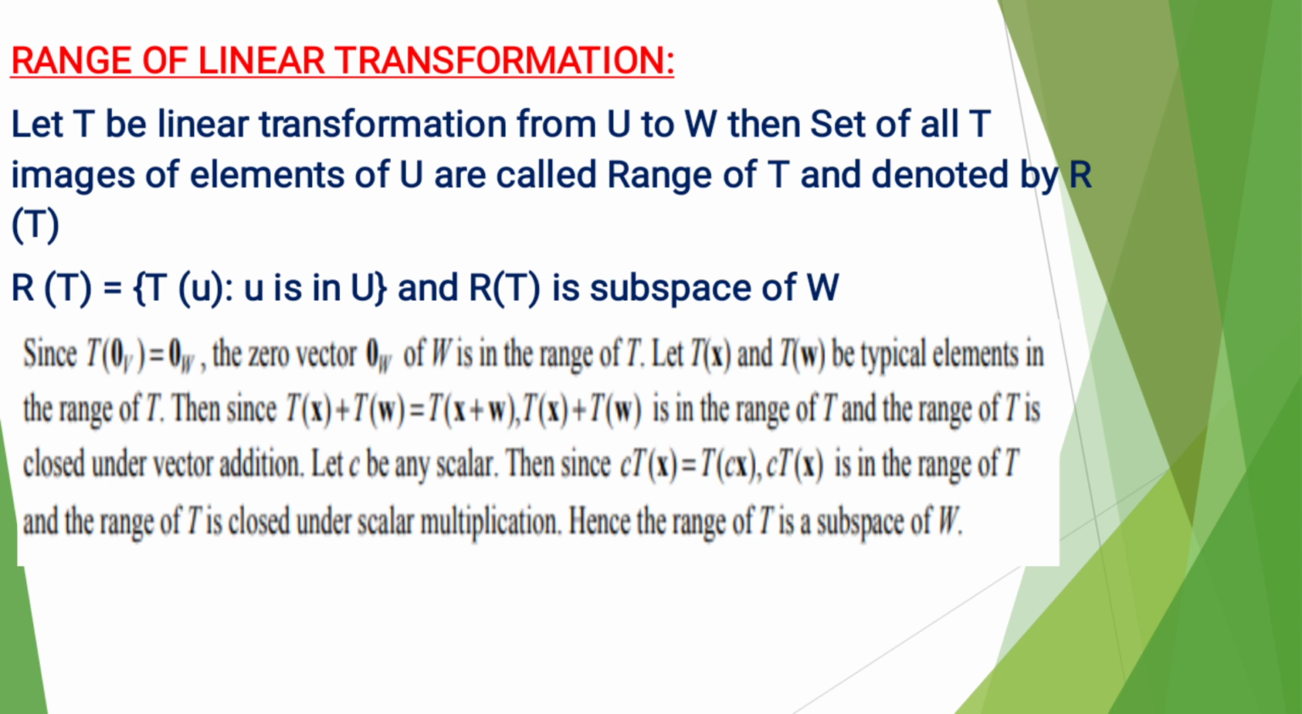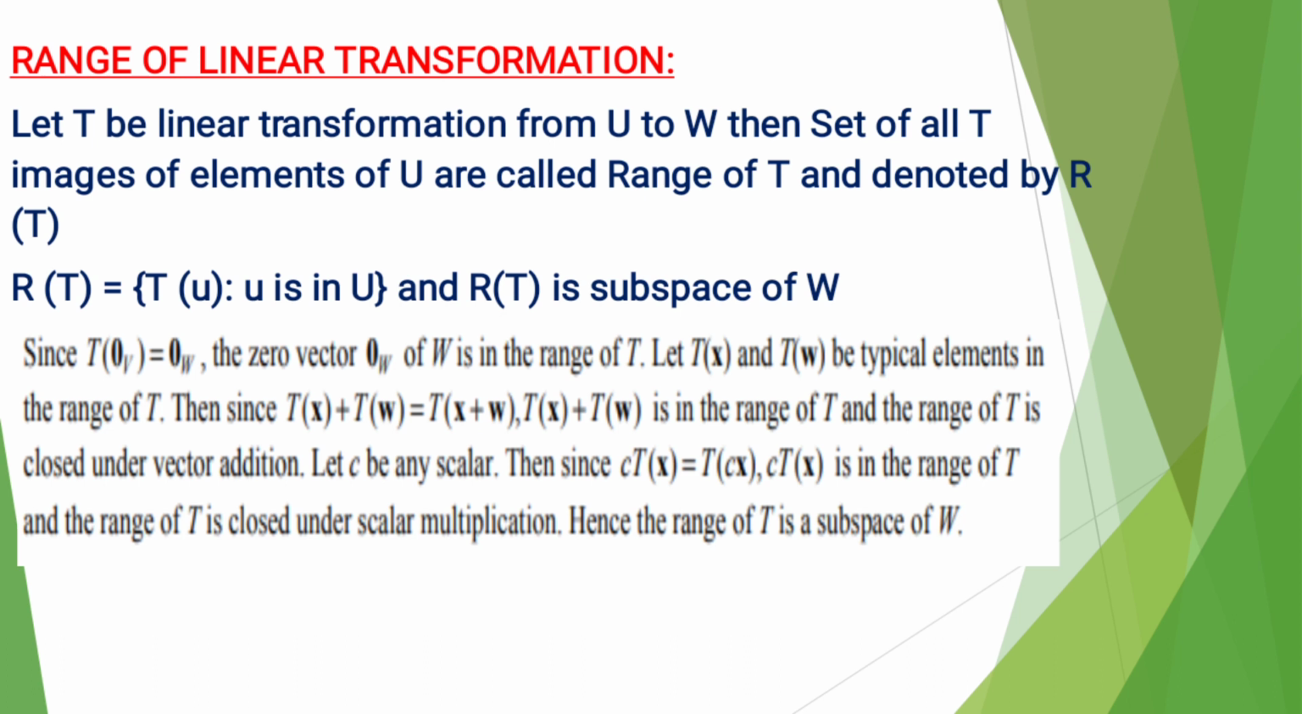And N of T is a subspace of U. If T from U to W is a linear transformation, then N of T is a subspace of U and R of T is a subspace of W. So how do we say that R of T is a subspace of W? It means R of T satisfies the three conditions of a subspace. The first one: 0 bar belongs to R of T.